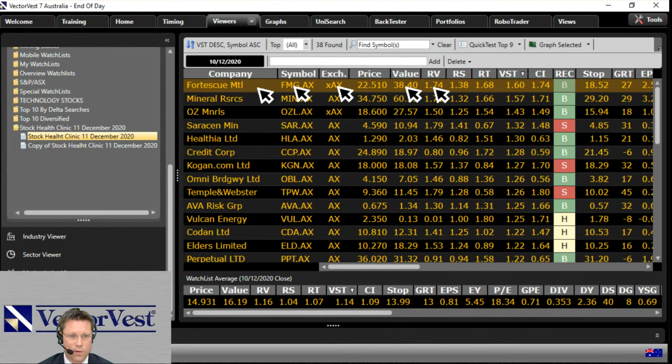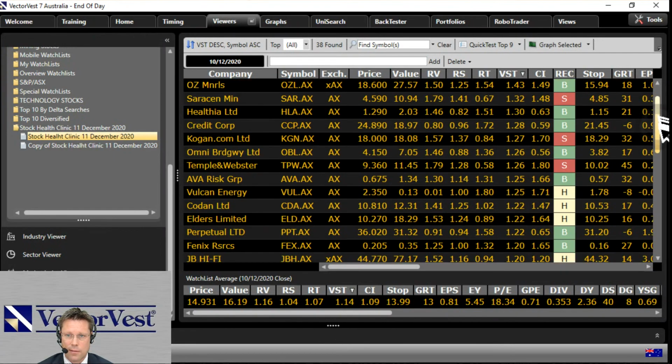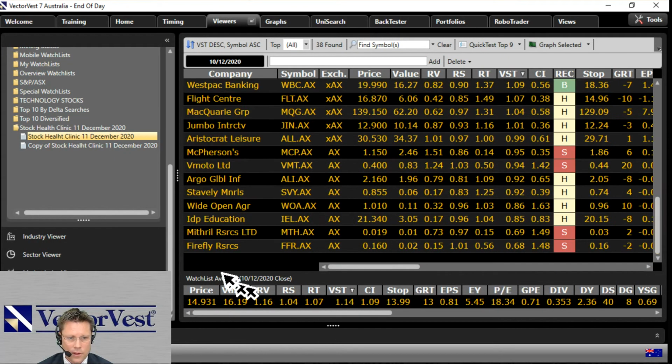All right, so you can see Fortescue Metals right at the top of the list. If I come down to the bottom here, you can see Firefly Resources, VST on a scale of 0 to 2, 0.68. We want to be careful about companies where the VST score is below 1. You'll see here too, it's also got a sell rating on it as well.